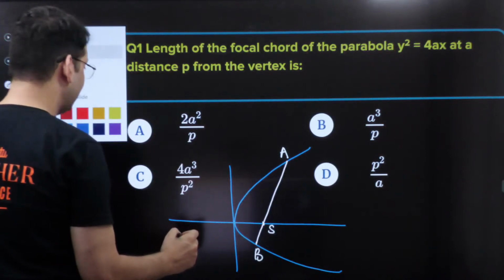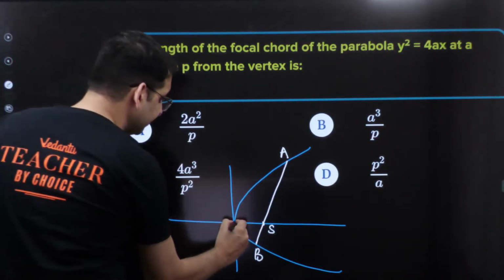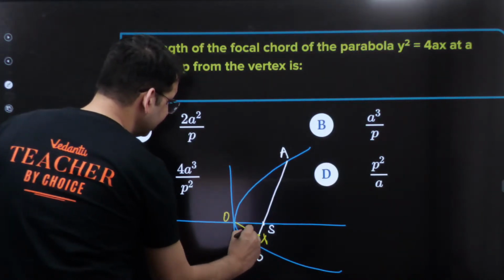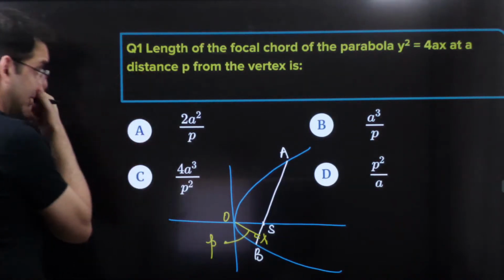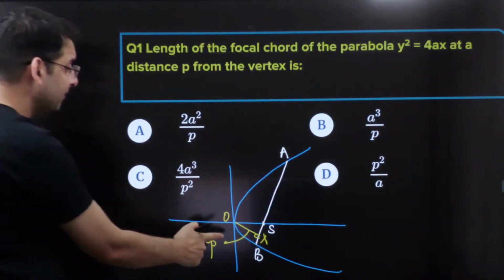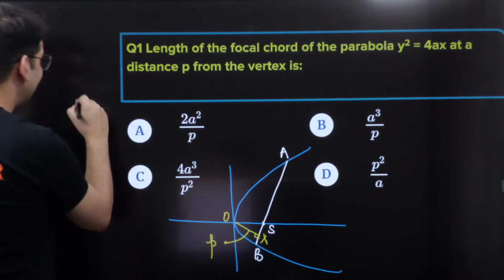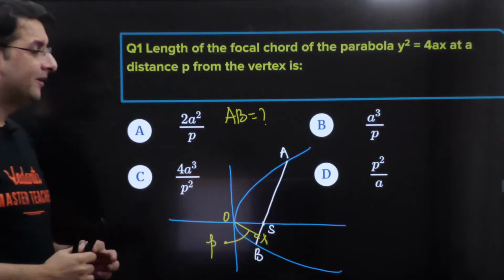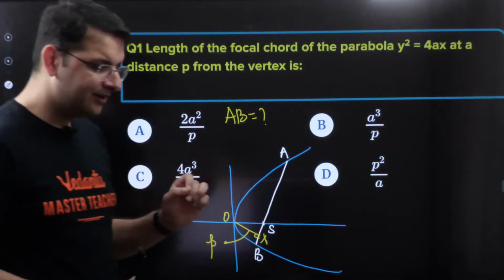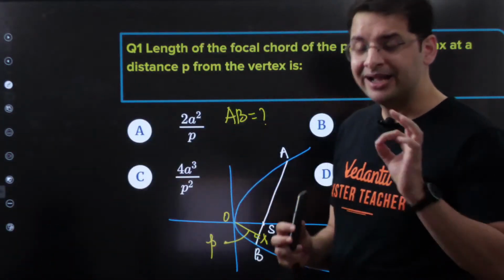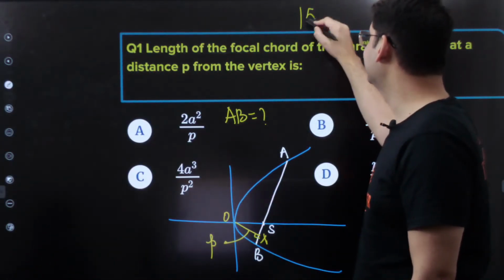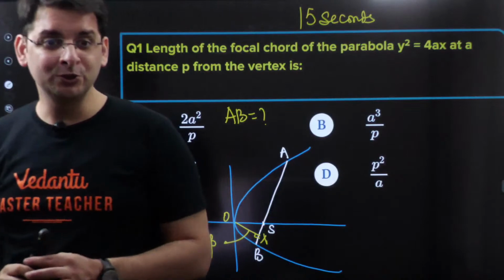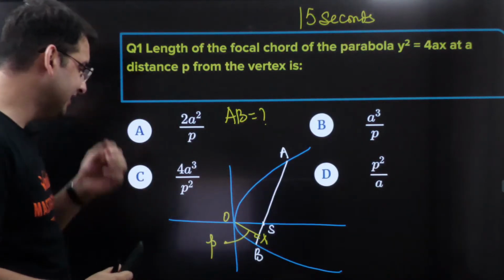So basically, if you draw a perpendicular from O to the chord, let's say X, this is P. So at a distance of P from the vertex, you need to find the length of AB. Very amazing question, and I'll let you try, guys, but I can solve this question in 15 seconds. And you should also be. With the kind of things that we have done, you should be able to solve this question in 15 seconds.